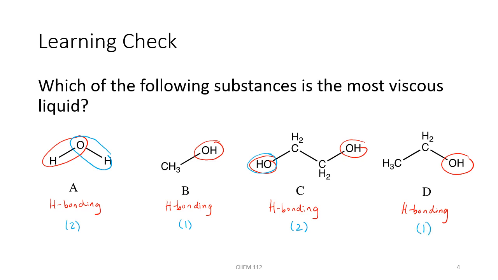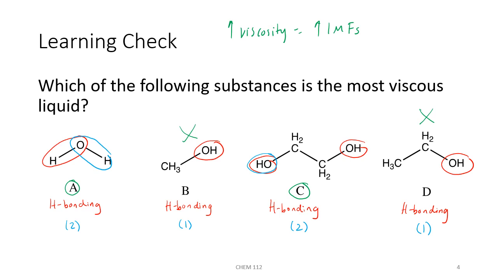So in terms of which one is going to be the most viscous, we learned that viscosity increases as the strength of the intermolecular forces increase. So we're looking for the molecule with the strongest intermolecular forces. Therefore, for now we can cross off B and we can cross off D because in methanol and ethanol, there's only one hydrogen bond per molecule. So now between molecule A, which is water, and C, which is ethylene glycol.